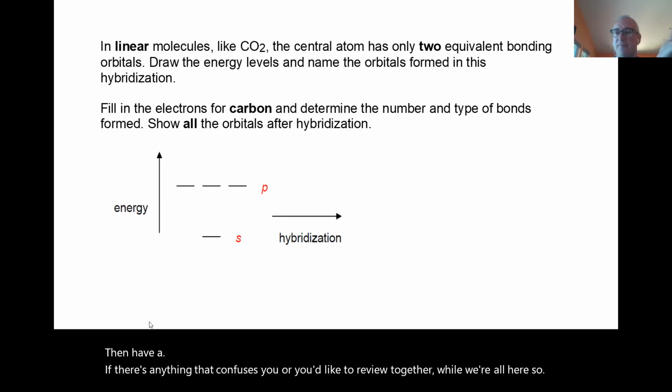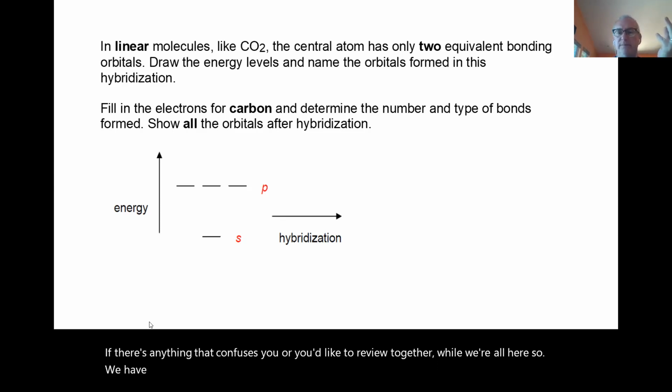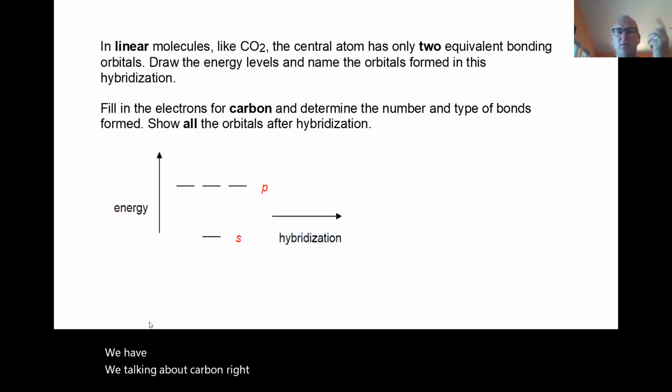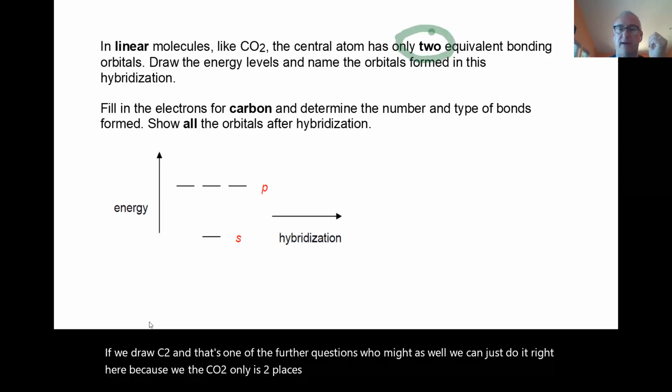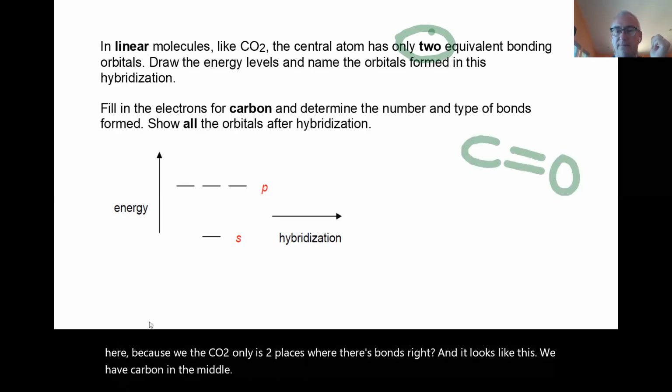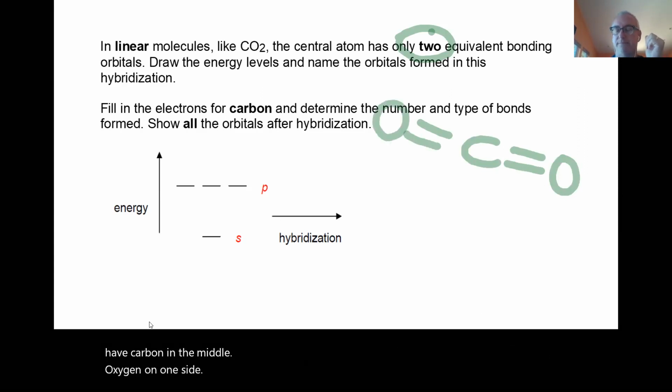So we're just talking about carbon right here. So we're looking at CO2. If we draw CO2, and that's one of the further questions, we can just do it right here, because we know that CO2 only has two places where there's bonds, right? And it looks like this. So we have carbon in the middle, oxygen on one side, oxygen on the other side. And then the oxygen also has a couple of lone pairs.